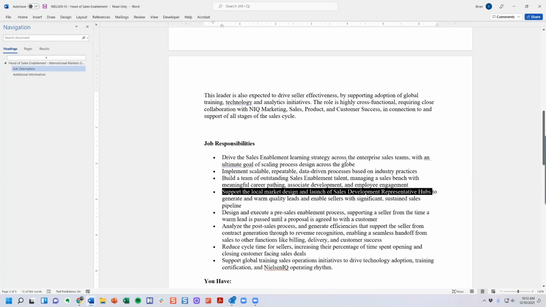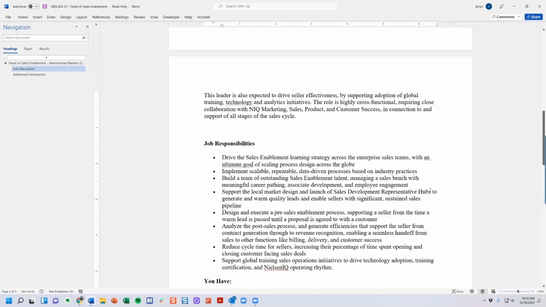How do you get SDRs? So now you've got enterprise and SDRs. Design and execute pre-sales. So you've got pre-sales now. What is pre-sales? How would you answer that? What do you think about the SDR hub? What thoughts do you have on the SDR hub? What does an SDR hub mean to you? Write that stuff down. The more you document your assumptions, the more questions you can ask.